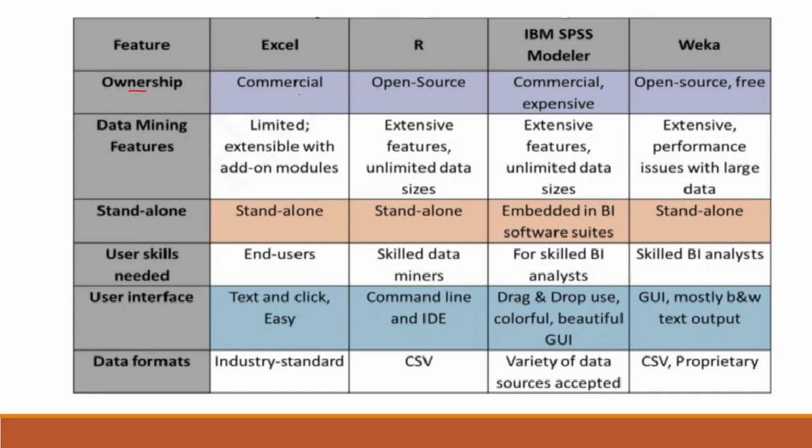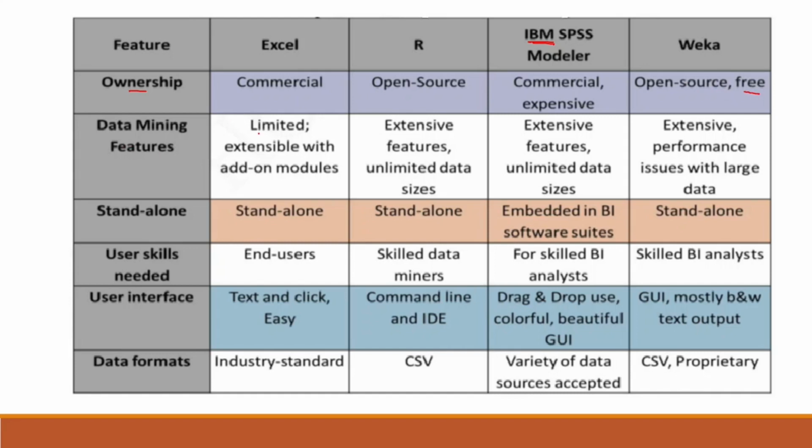Of course, Excel is commercial. It is developed by Microsoft, right? Whereas IBM SPSS Modeler is also commercial and very expensive. As the name suggests, it is developed by IBM. Okay, whereas R is open source and Weka is open source, as already mentioned, and Weka is free, right?